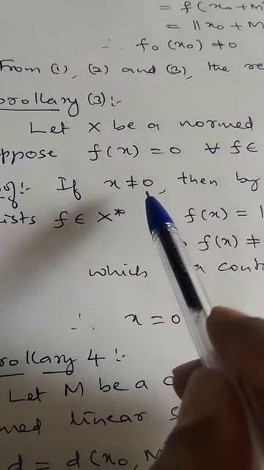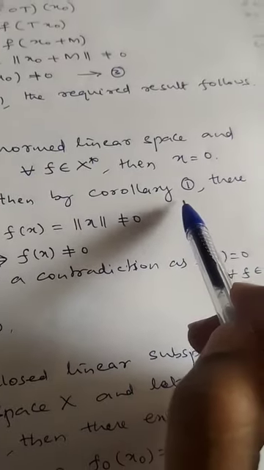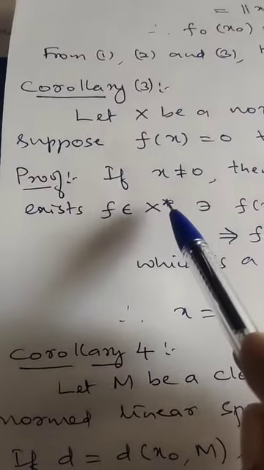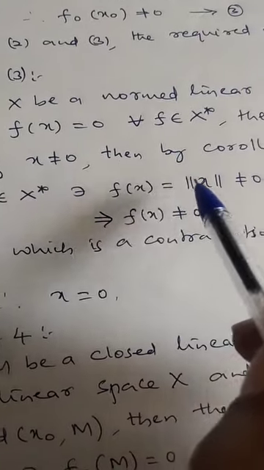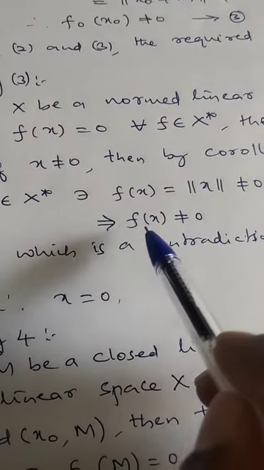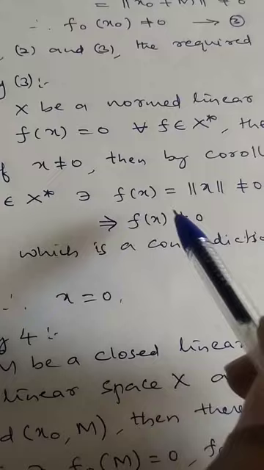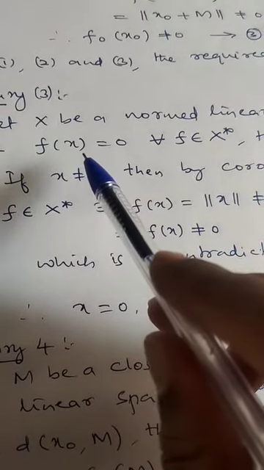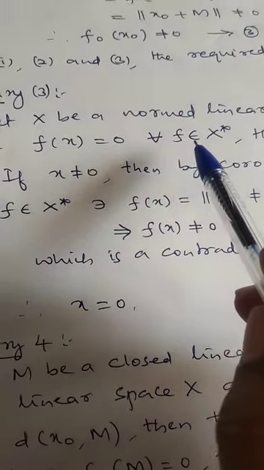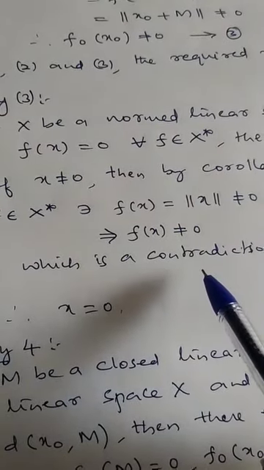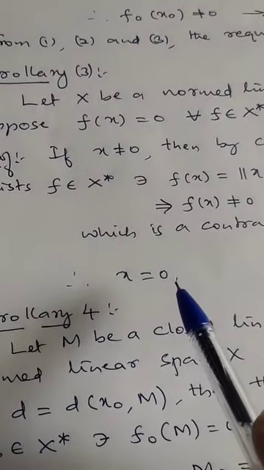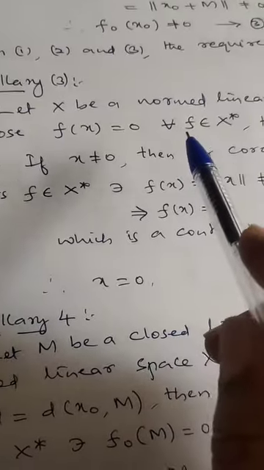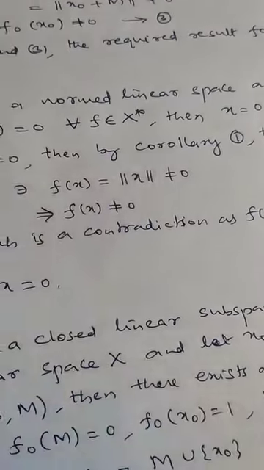Suppose x is not equal to 0. Then by corollary 1, there exists a functional f belongs to X star such that f of x is equal to norm of x. But since x is not equal to 0, norm of x is also not equal to 0. This implies f of x is not equal to 0. But it is a contradiction, because we have assumed that f of x is equal to 0 for every f in X star. This contradiction arises due to our assumption that x is non-zero, therefore x must be 0. Thus, f of x is equal to 0 for every f belongs to X star implies x must be 0. This is a simple corollary.